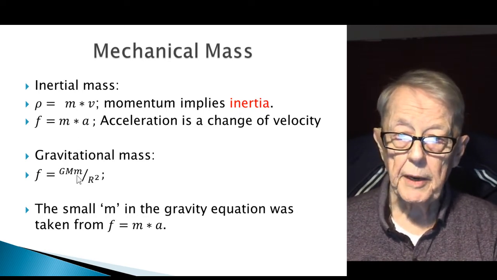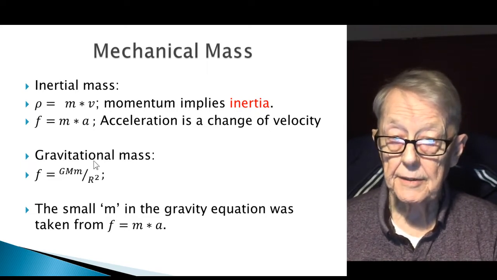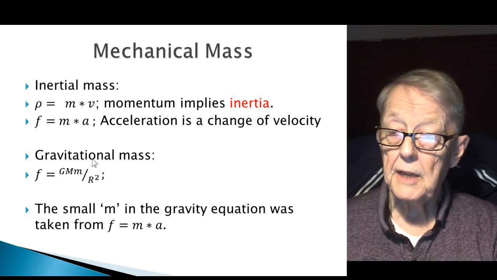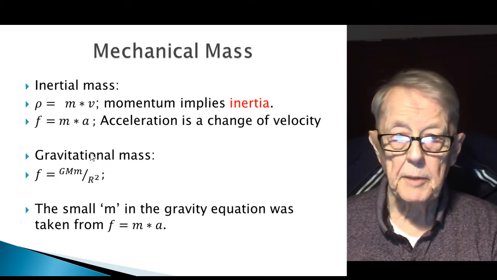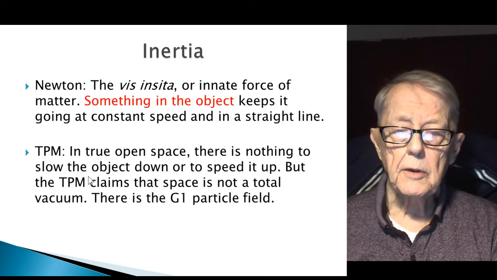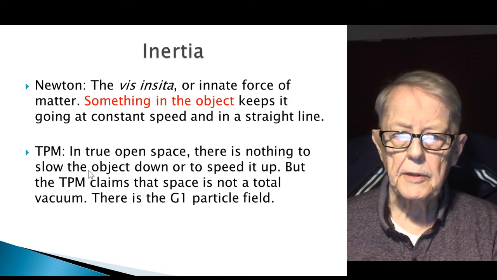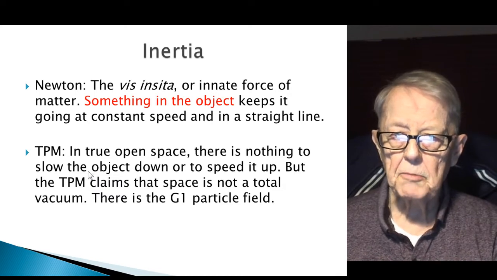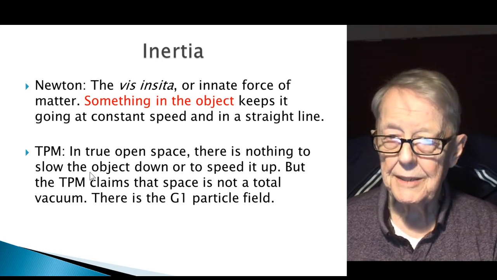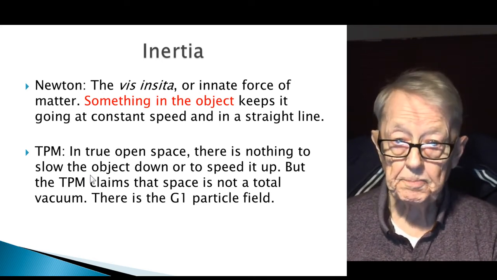But from a nomenclature point of view, it's the same m. Nothing made the object different. Same m comes from that equation, is put there. Okay, but Newton is the one who comes up with the idea of inertia. He says it's the vis insita, or innate force of matter, something in the object that keeps it going at constant speed in a straight line. It's inherent in the object itself somehow.